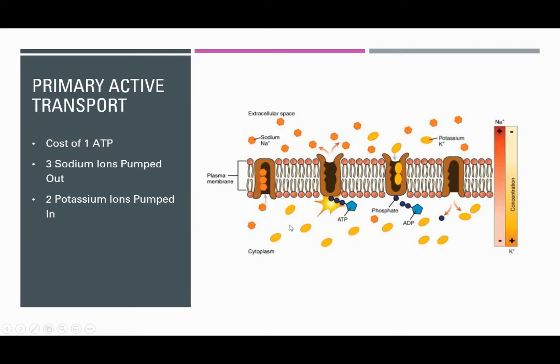Now, for resting membrane potential, if we have 3 positive charges leaving our cell and only 2 positive charges coming into our cell, there is going to be an electrical difference created here. And that is the rest of what gives rise to our resting membrane potential. 3 sodium ions out, 2 potassium ions in. Now, this is the rest of what gives rise to our resting membrane potential.